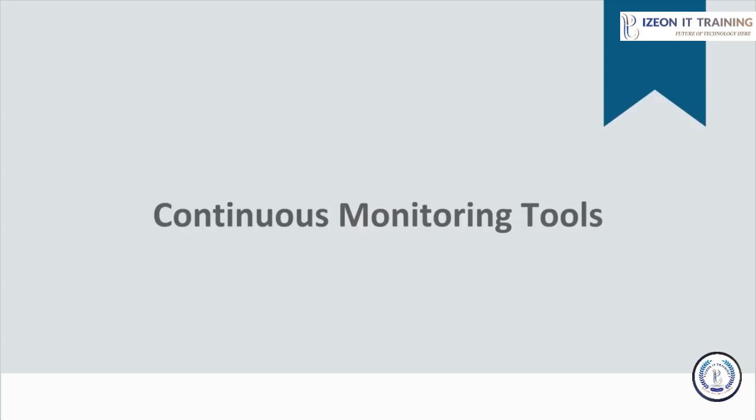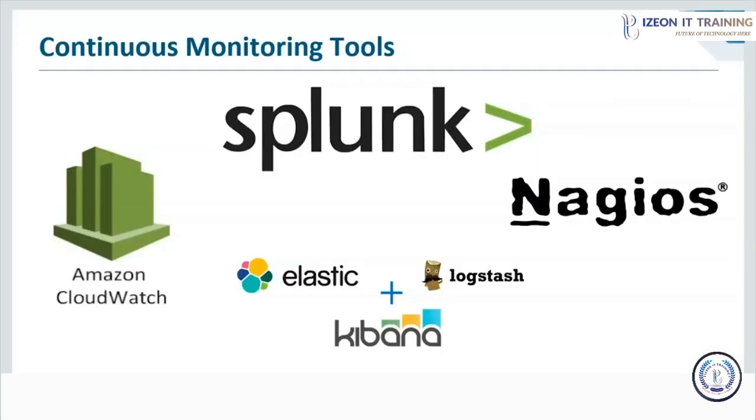Let us have a look at various continuous monitoring tools available in the market. So these are pretty famous tools. I think a lot of you might have heard about these tools. One is Amazon CloudWatch, which is nothing but a service provided to us by AWS. Splunk is also very famous, and we have ELK and Nagios, right? So ELK is basically Elasticsearch, Logstash, and Kibana.